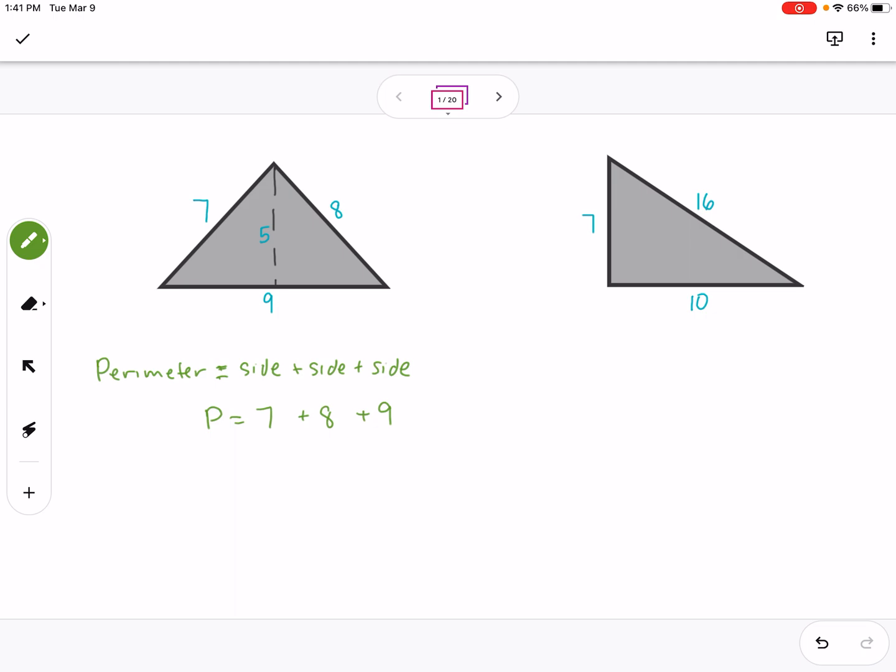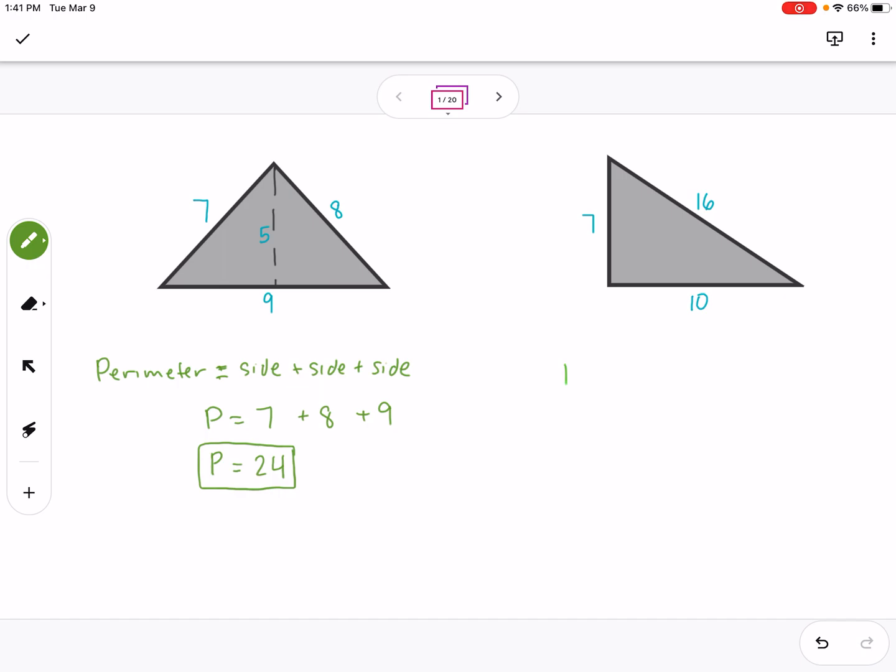Order doesn't matter, right? When I add, I can add in any order. So you could do it in your head however you want. You could do 7 plus 8 first and then add 9, right? You could do it however, but 7 plus 8 plus 9 is 24. So the perimeter here is 24.